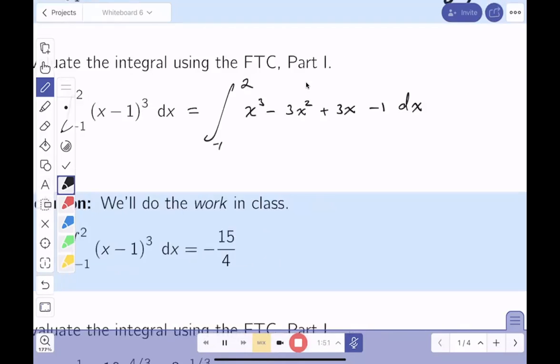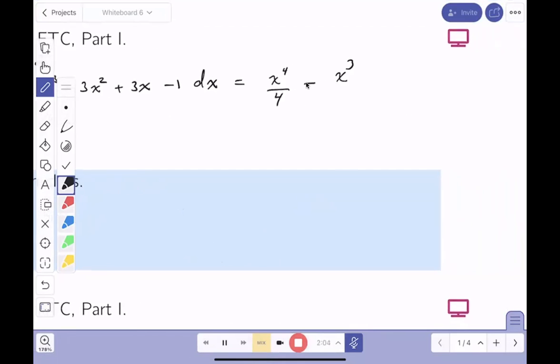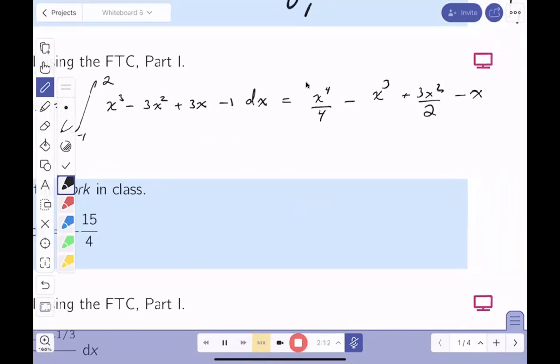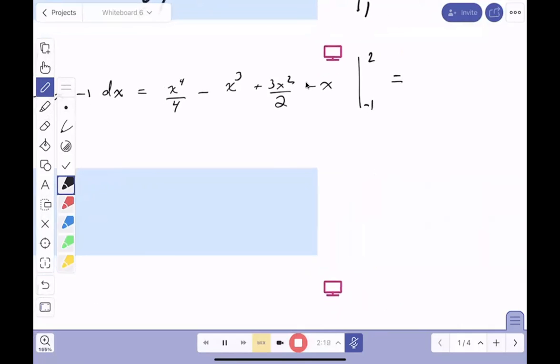Let's keep moving. I'm going to use the fundamental theorem of calculus and get the antiderivative. That would be x to the 4th over 4 minus x cubed, the 3's would cancel by the way, plus 3x squared over 2 minus x. And there would be a constant of integration, but it's going to disappear in the definite integral. And the limits are going to be from -1 to 2. Let's see if we can do the arithmetic. And what is that going to give you?